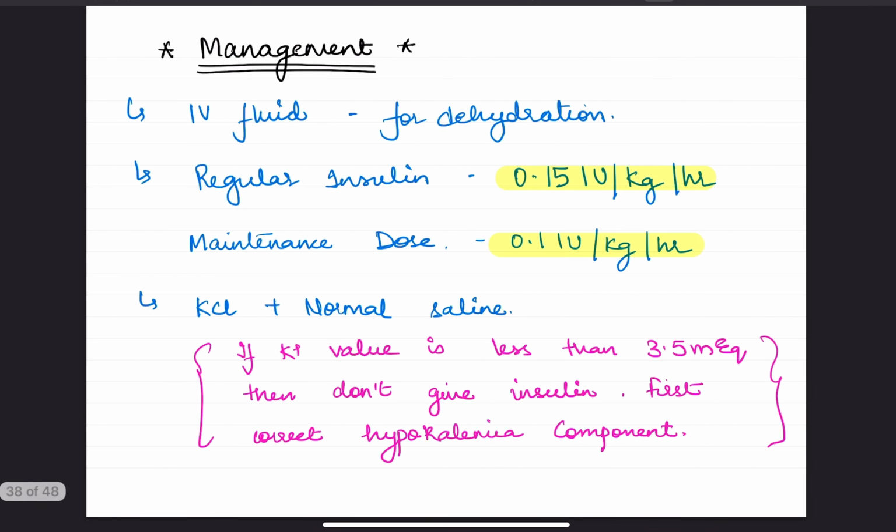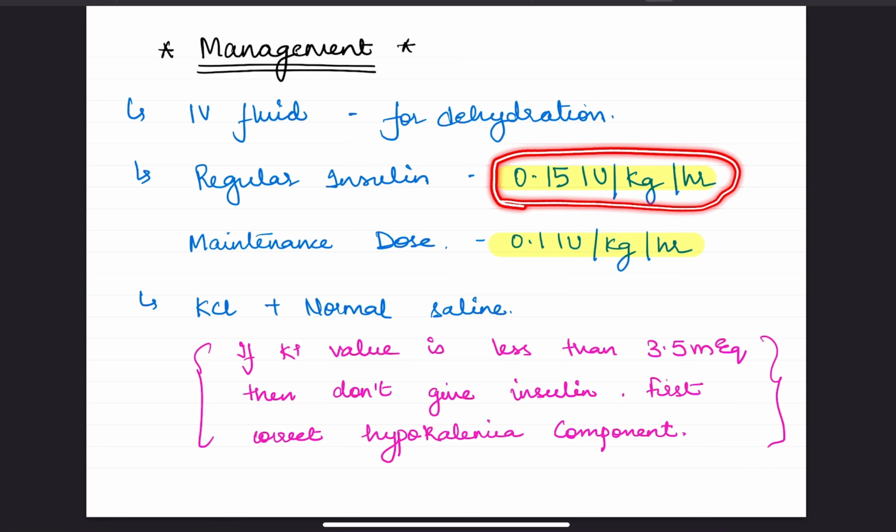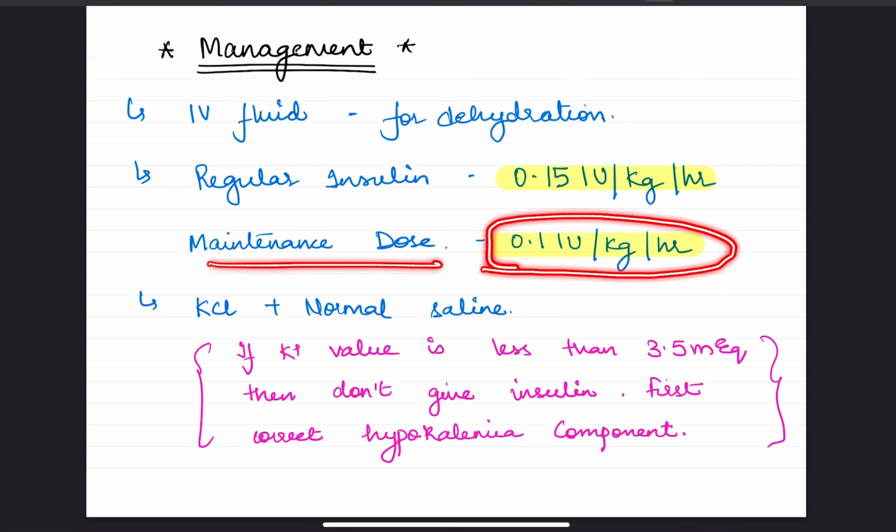Now let's talk about the management component. There will be so much dehydration as there is polyuria and polydipsia. So we have to manage the dehydration component. The deficit can be 5 to 9 liters. We manage it by giving normal saline IV, and then we have to give regular insulin because of the insulin deficiency. Regular insulin is given at 0.15 international units per kg per hour, and then we give the maintenance dose, which is 0.1 international units per kg per hour.